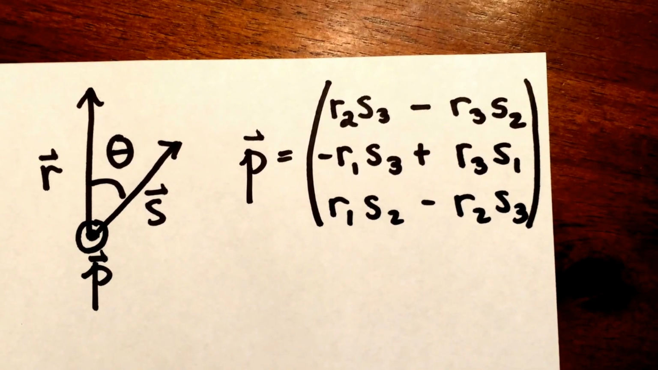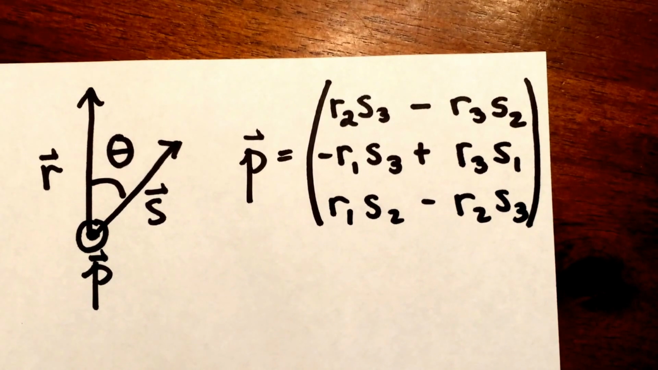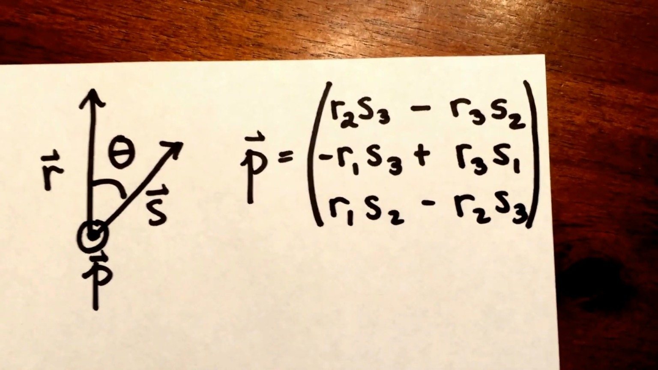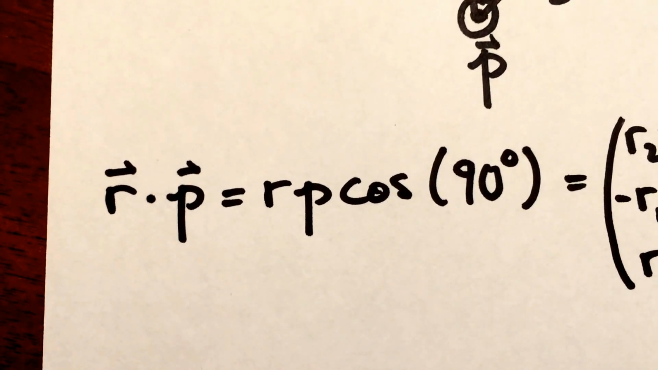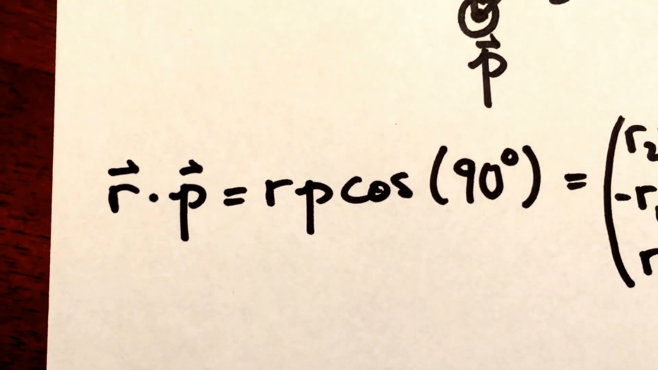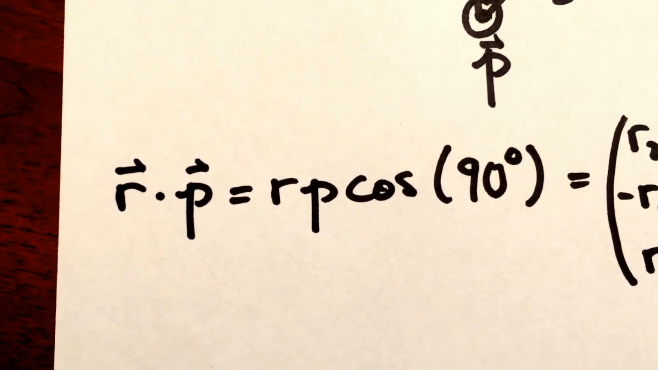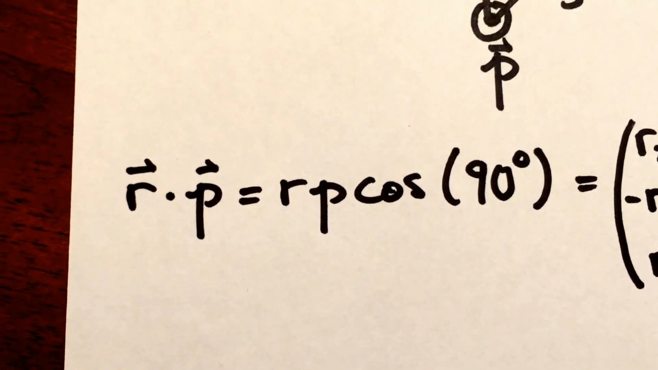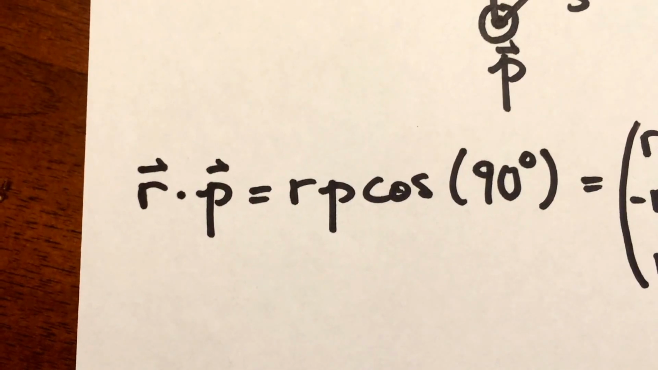We can show that P is orthogonal to R and S by taking the dot product of R with P or S with P. Recall that the dot product between two vectors is equal to the magnitudes of the two vectors times the cosine of the angle between them. And so when we have two vectors that are orthogonal to one another, that angle is 90 degrees. So you get the cosine of 90, which is 0.